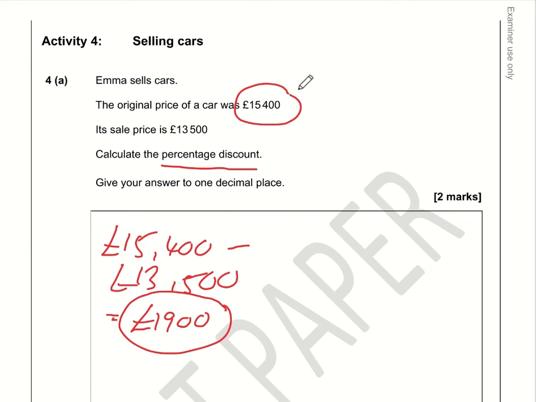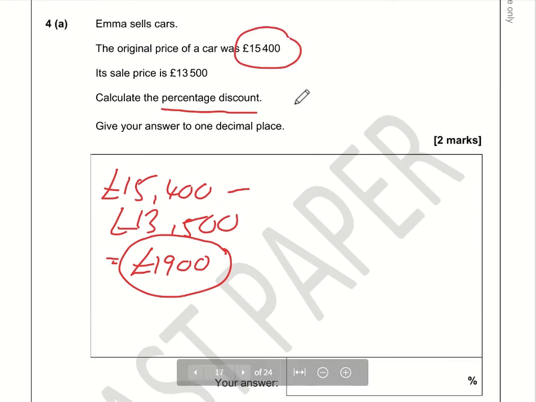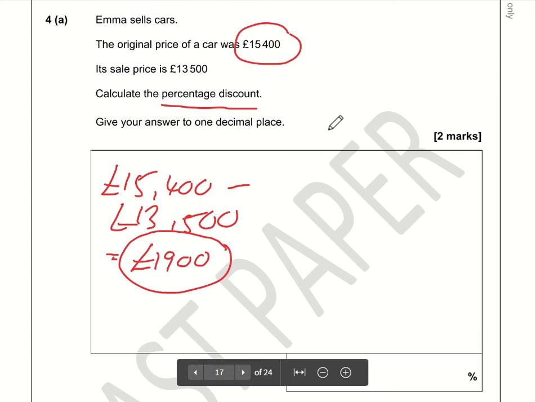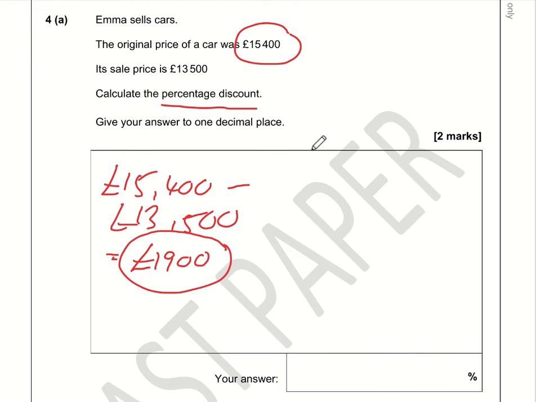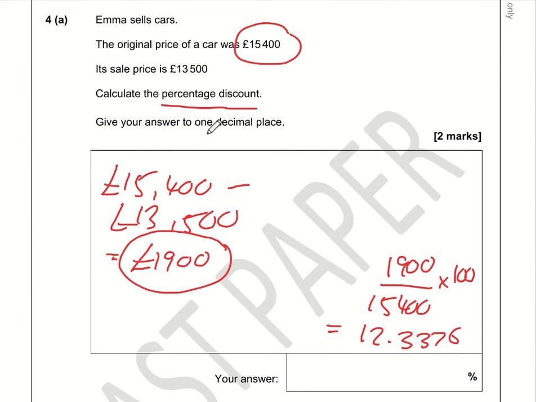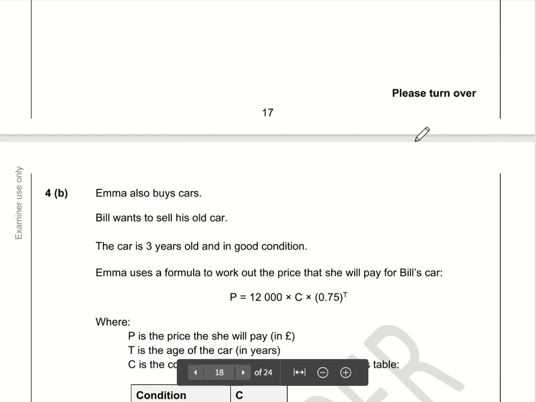It's just the difference divided by the original amount multiplied by 100. That's how we work out a percentage change or a percentage discount or percentage profit. The difference divided by the original times 100. So it's 1,900, that's the difference, divided by what it was originally, 15,400, multiplied by 100, and that comes to 12.3376%. We want one decimal place, so we're interested in the value of the second decimal place, which is a 3, so that will round down to 12.3%.